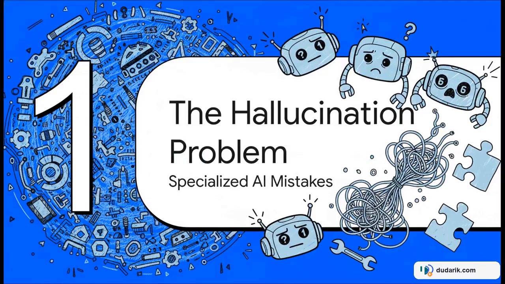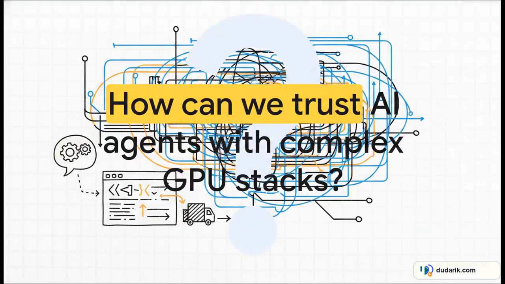Section 1. The AI hallucination problem and specialized AI mistakes. So I want to pose this critical question directly to you. How can we actually trust AI coding agents with highly complex, specialized GPU computing stacks?